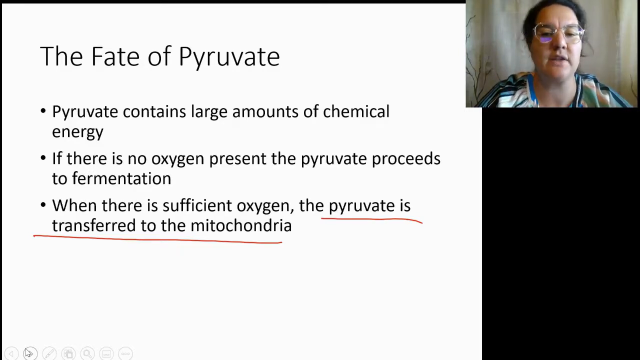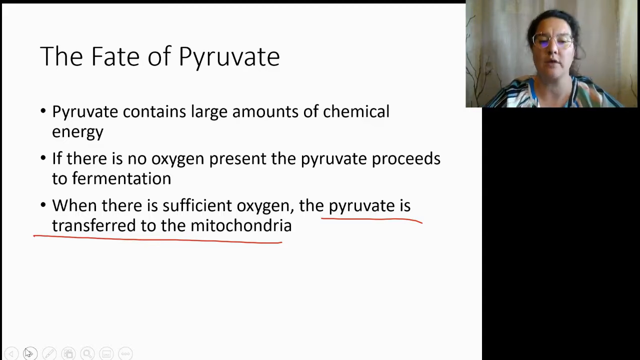Now, pyruvate contains large amounts of chemical energy in its chemical bonds. If there's no oxygen present, so this is an anoxic environment, that pyruvate would proceed directly to fermentation. But where there is sufficient oxygen, that pyruvate is transferred to the mitochondria to undergo cellular respiration.